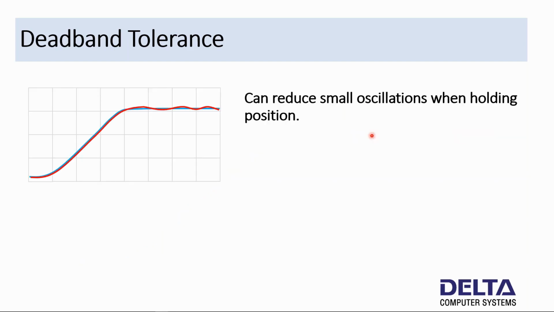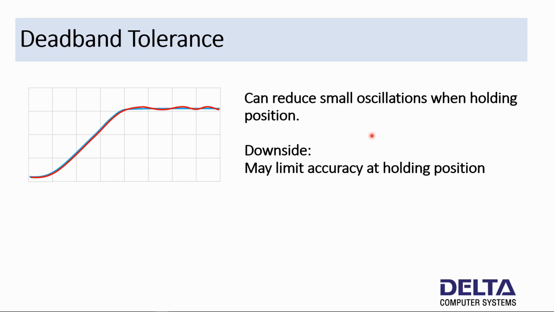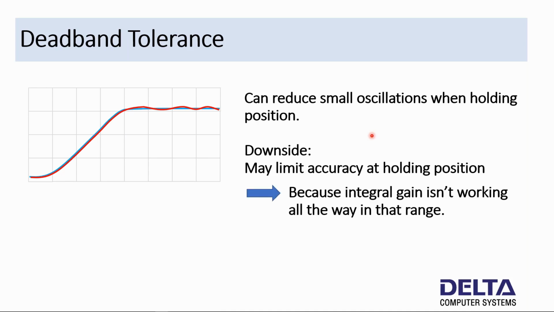So the deadband tolerance can reduce small oscillations when holding position. It has a downside that it may limit the accuracy when you're holding position because the integral gain isn't fully working all the way in that range. If we can set the range small enough, then we don't really care about that accuracy. Let's go try it now.